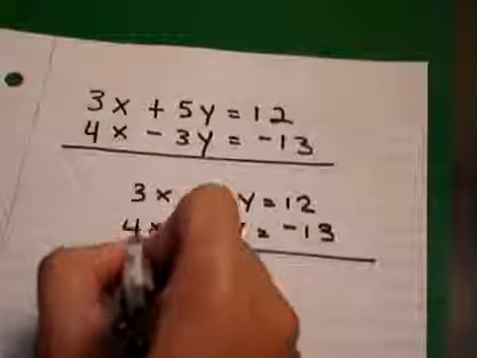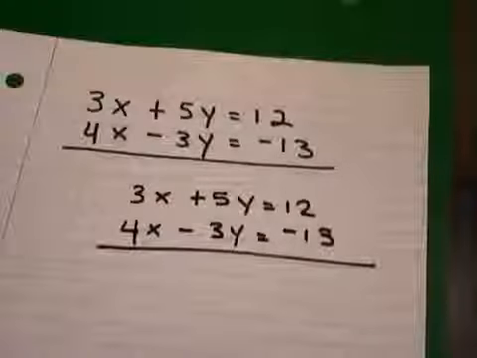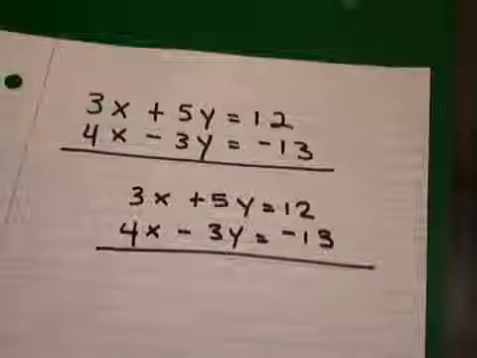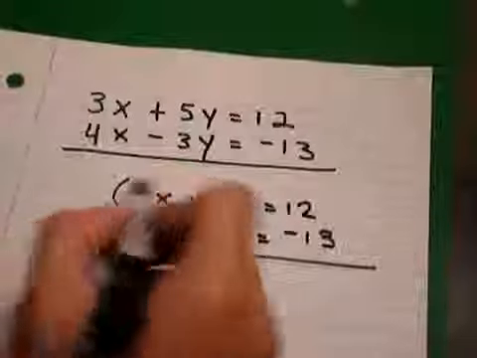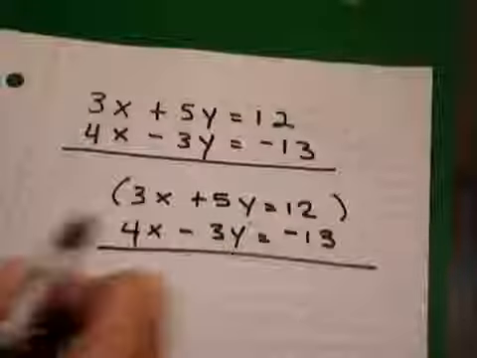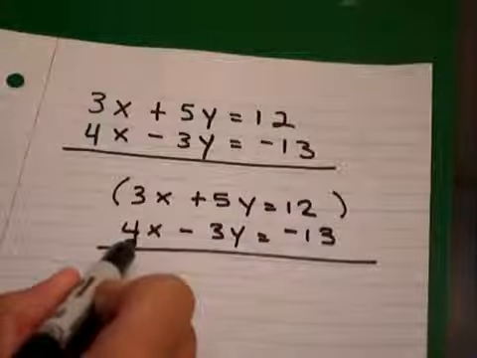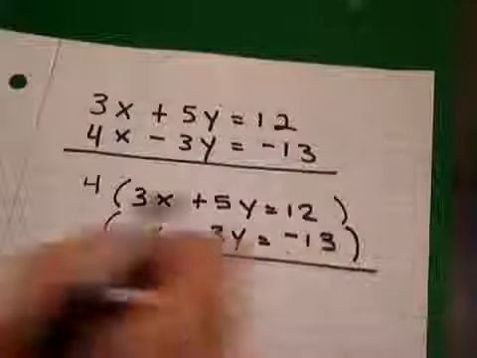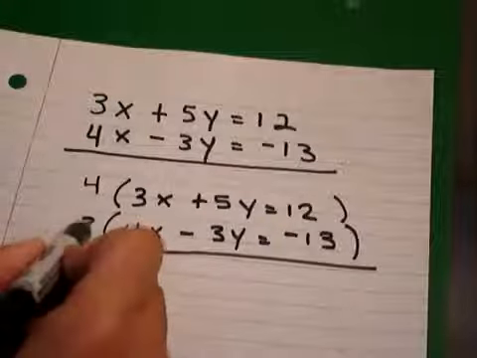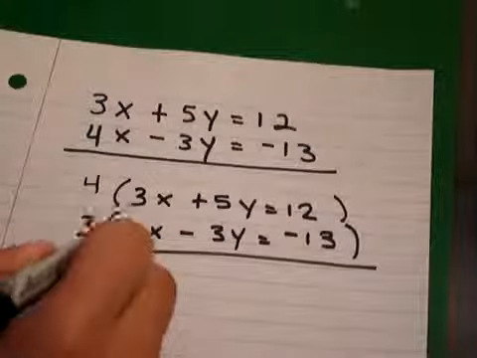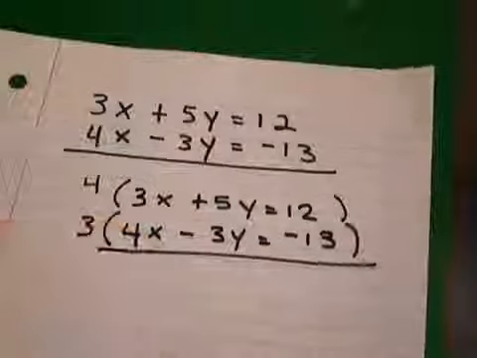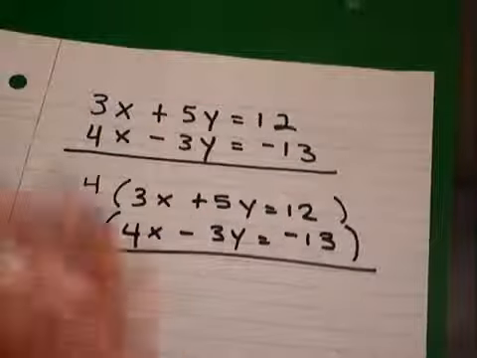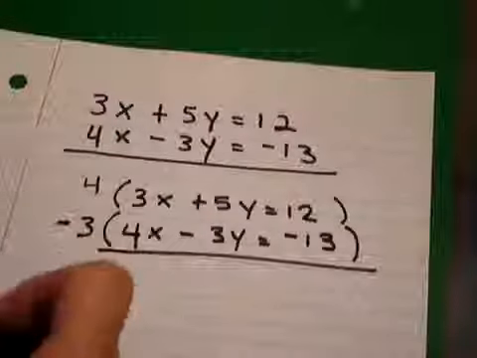I want to cancel out the x's, so I need to make the x's the same. What I'm going to do is multiply the top equation by 4, and the bottom equation I'm going to multiply by 3. Remember, these two are positive. You want one of them to cancel out, so you can make whichever one negative. I'll make the bottom one negative.